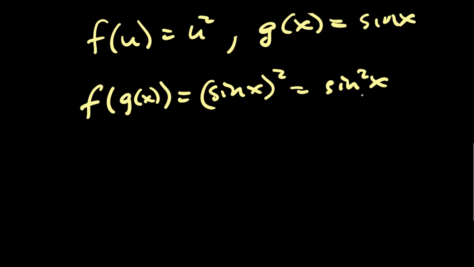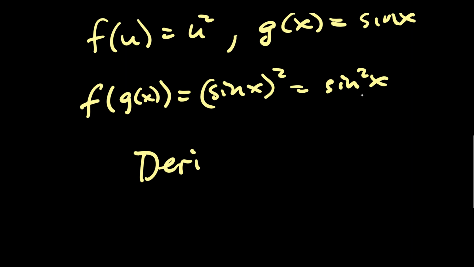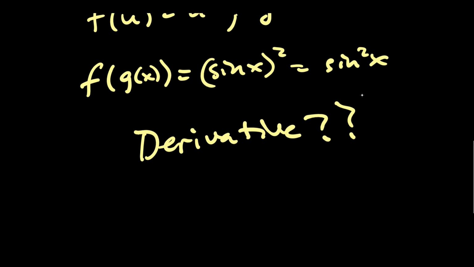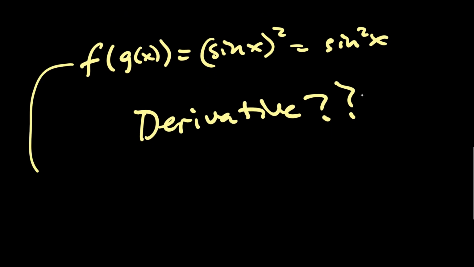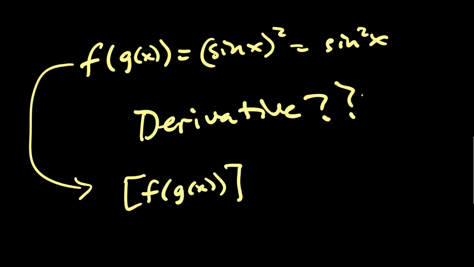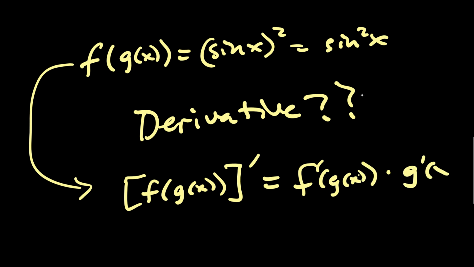So now the question is, how do you take the derivative of this? It's really not too bad if you just get the hang of it. There's a couple ways to look at it. The first thing is to note that the derivative of f of g of x is the derivative of the outside function, with g of x plugged in, times the derivative of the inside function.